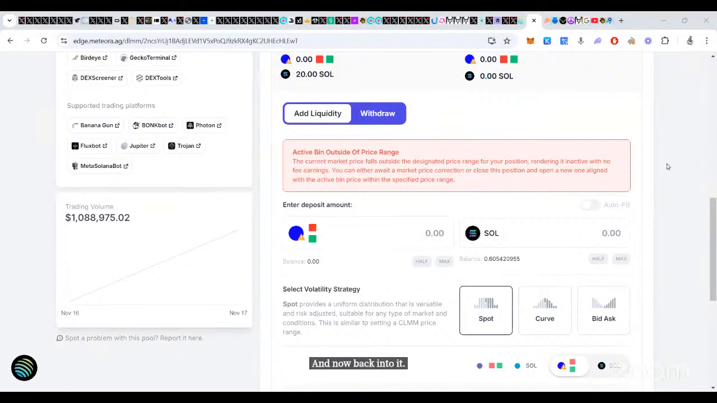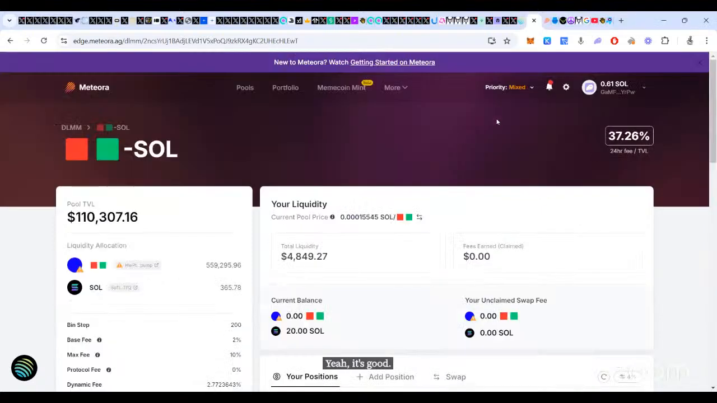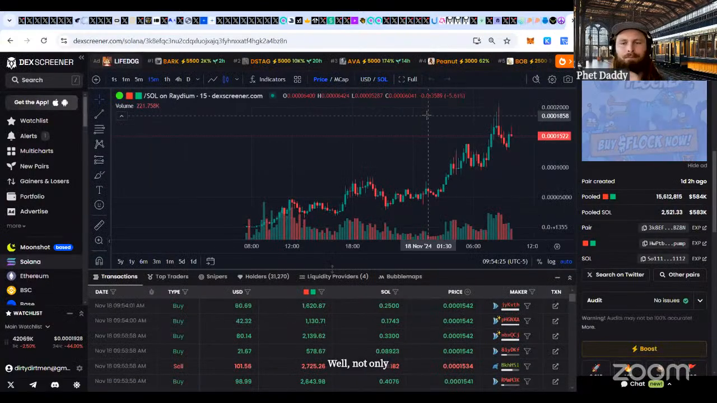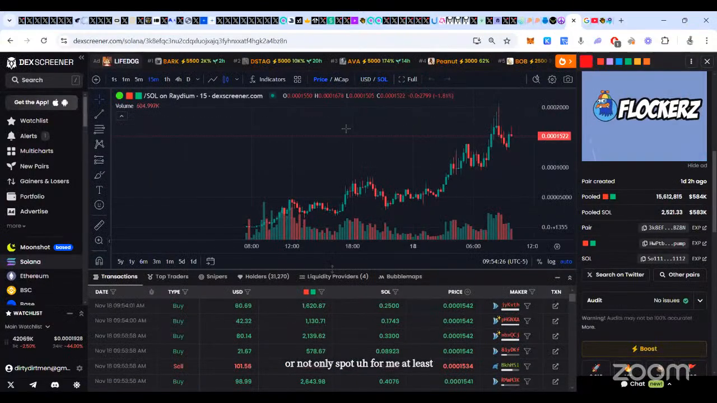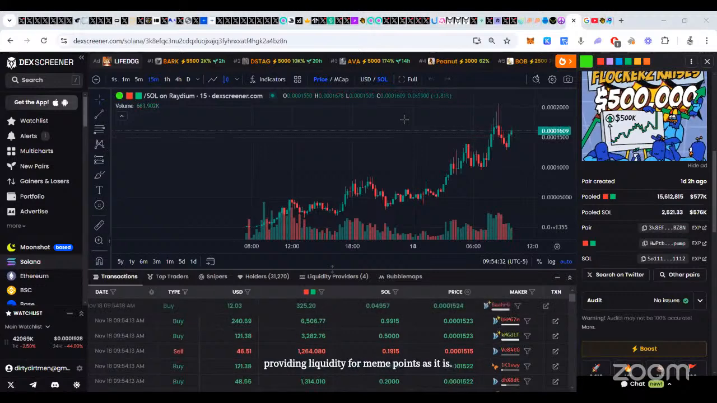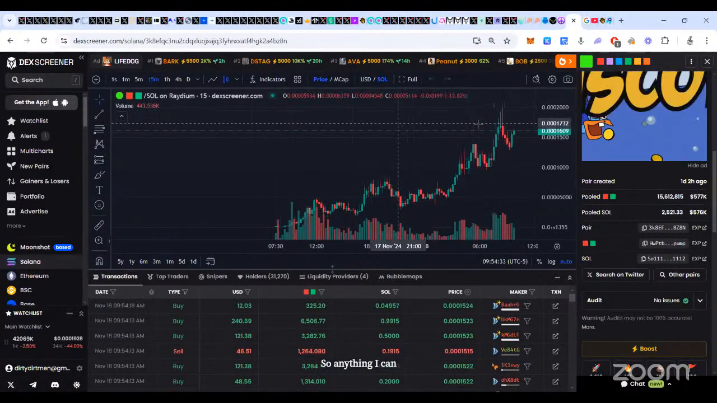Why only spot? Generally spot. For me, at least, it seems that we're taking pretty big risks providing liquidity for meme coins as it is. So anything I can do to de-risk it feels good.